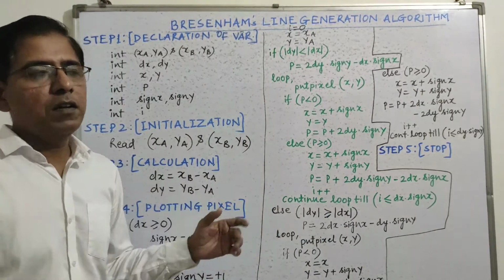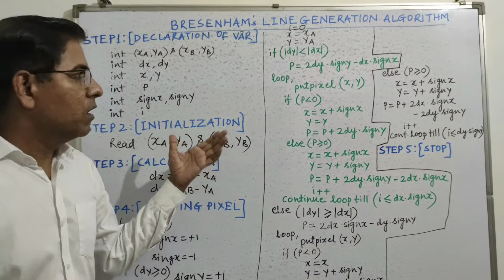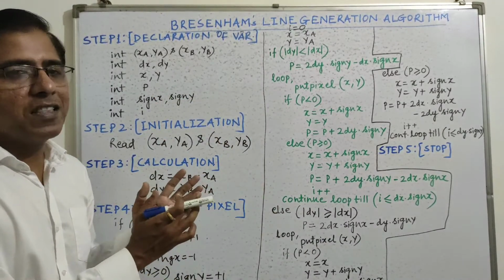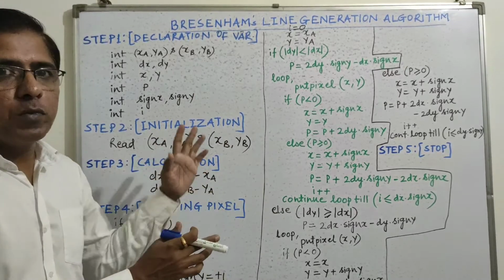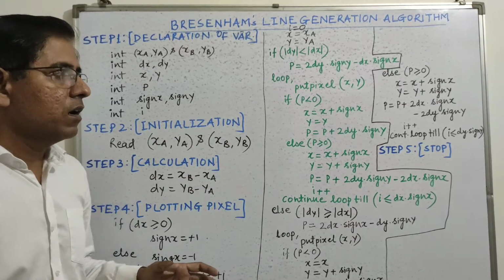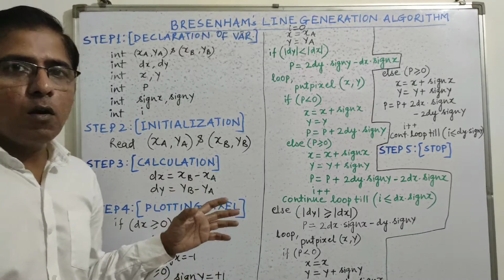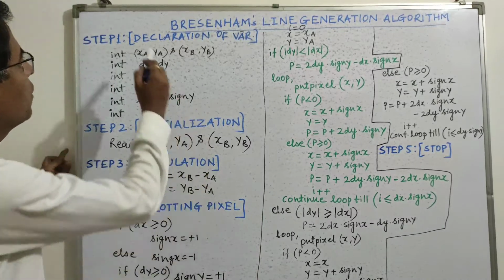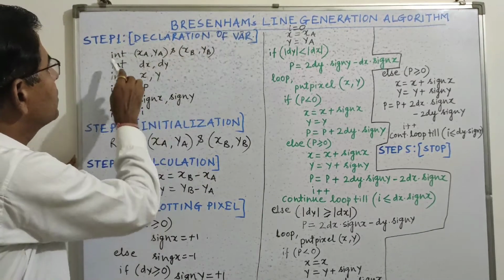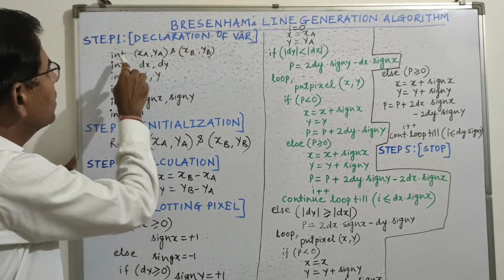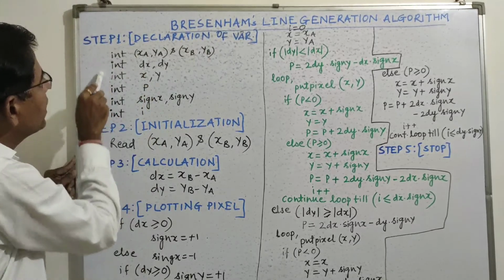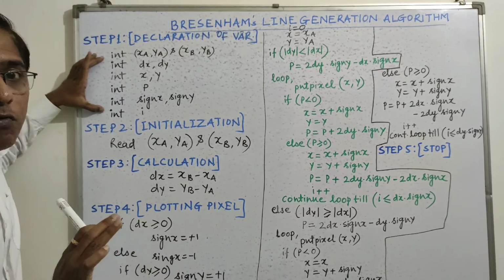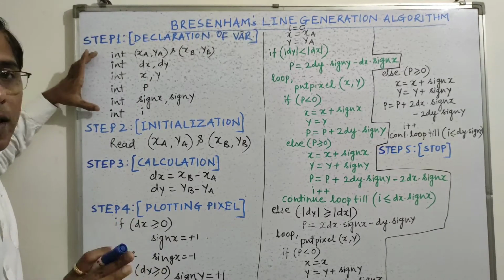Now we have written the logic in the form of an algorithm. So we'll see Bresenham's line generation algorithm for any slope. This algorithm takes care of slope less than 1 as well as slope greater than 1. The first step is declaration of variables. We have declared the variables here. You can see all the variables in Bresenham's line generation algorithm are integers. There is no float value, no fraction values, all are integers.